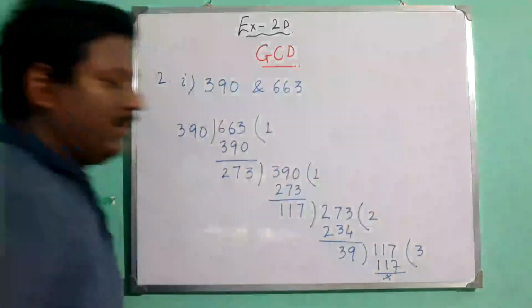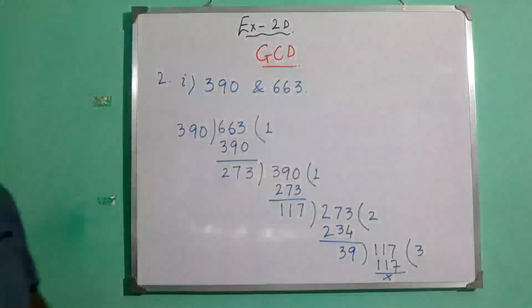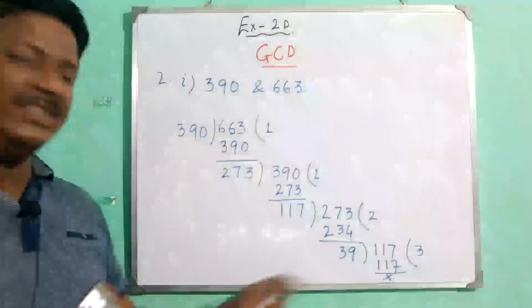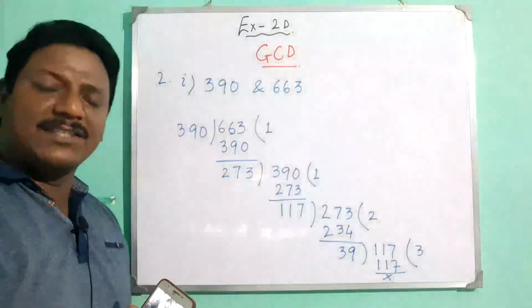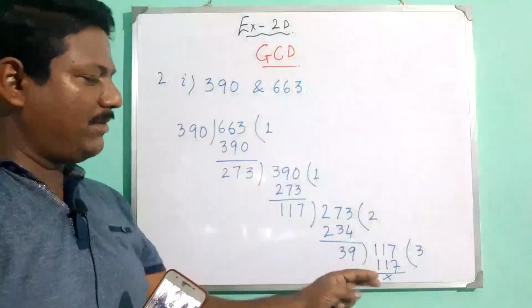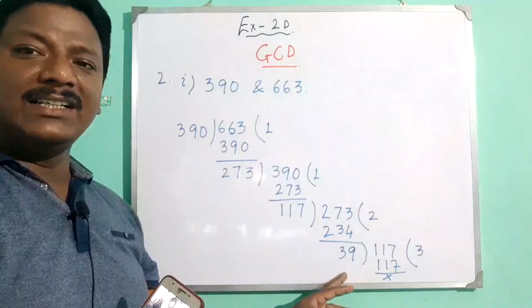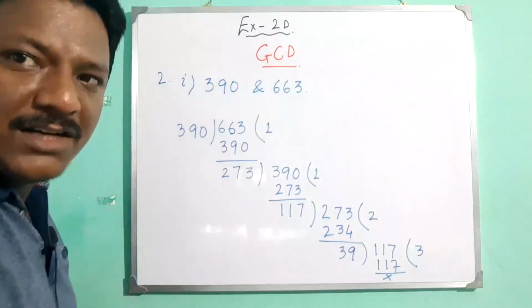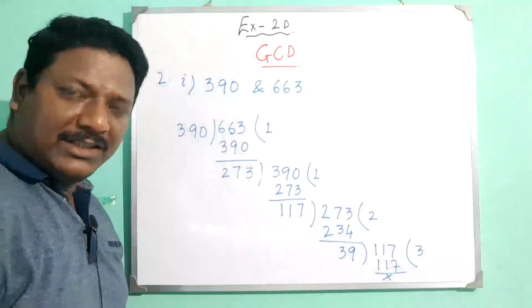So what we saw, our last divisor, the greatest divisor, which can divide all these numbers, is 39.